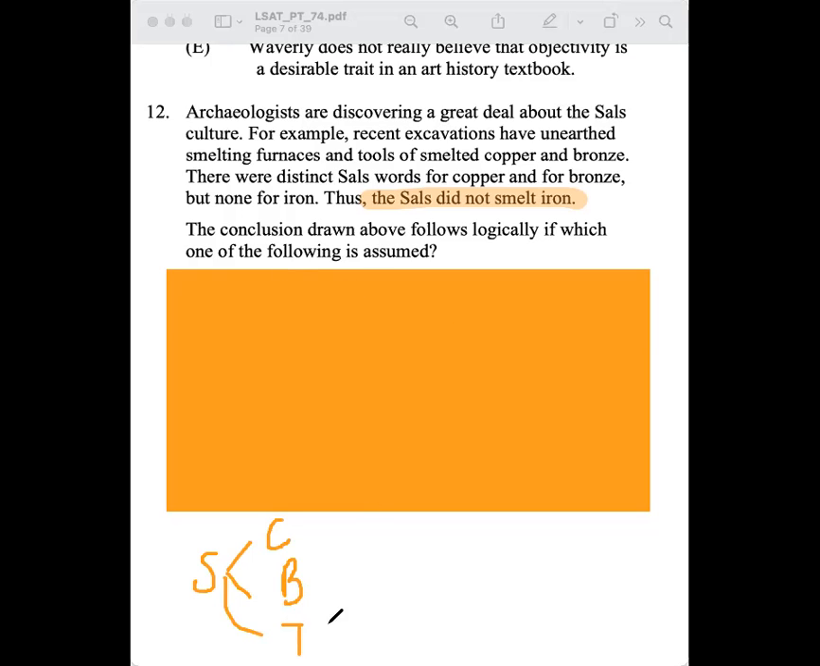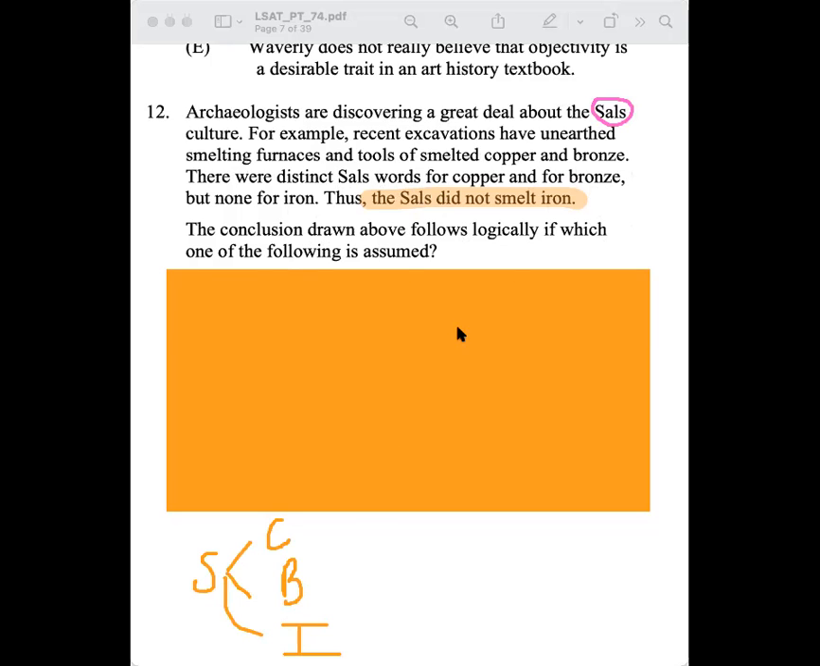words for iron. Okay, so just to make sure we understand all this, we're saying archaeologists are discovering a great deal about the Saul's culture. For example, recent excavations have unearthed smelting furnaces and tools of smelted copper and bronze. There were distinct Saul's words for copper and bronze, but none for iron. Thus, the Sauls did not smelt iron. Where is the jump? Okay, sorry.